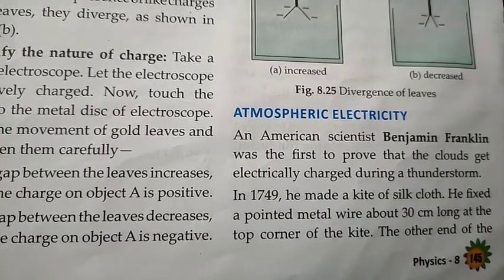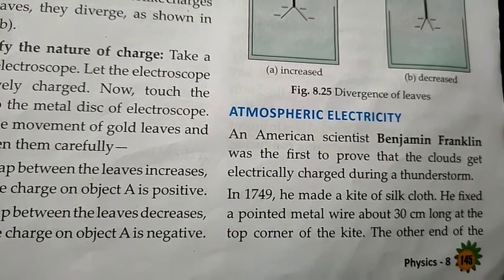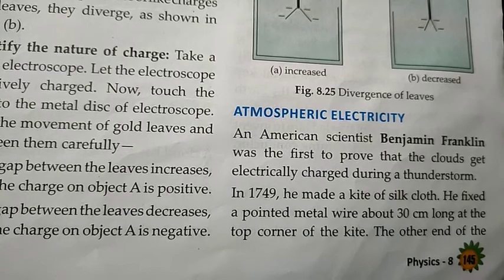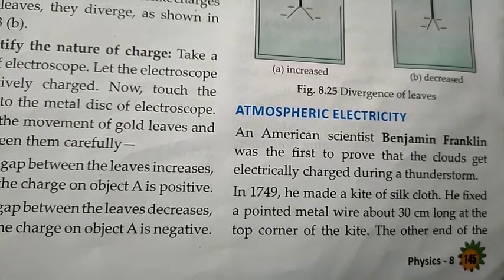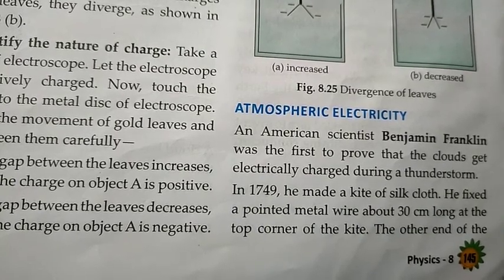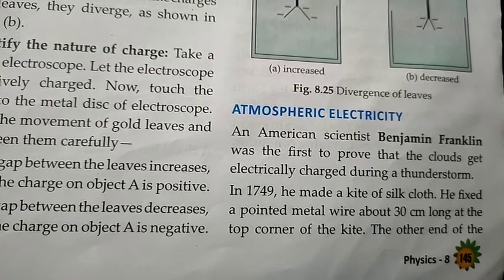Now what is atmospheric electricity? There was an American scientist, Benjamin Franklin. He was the first to prove that clouds get electrically charged during a thunderstorm. So he made a kite of silk cloth. Then he fixed a pointed metal wire about 30 centimeters long at the top corner of the kite.